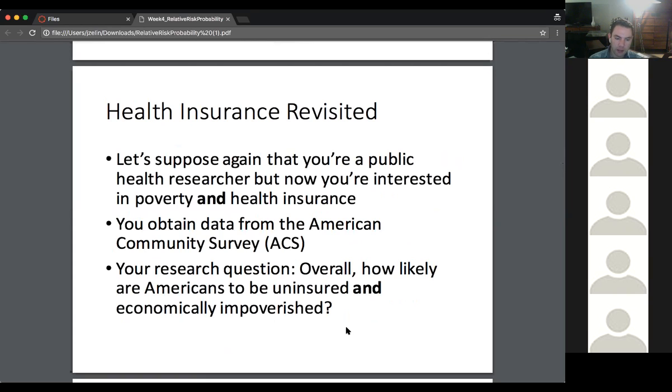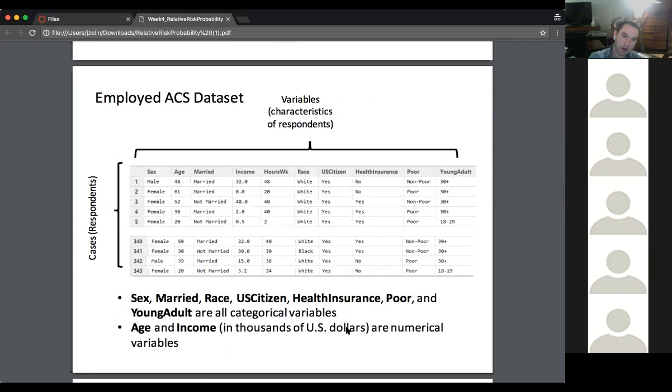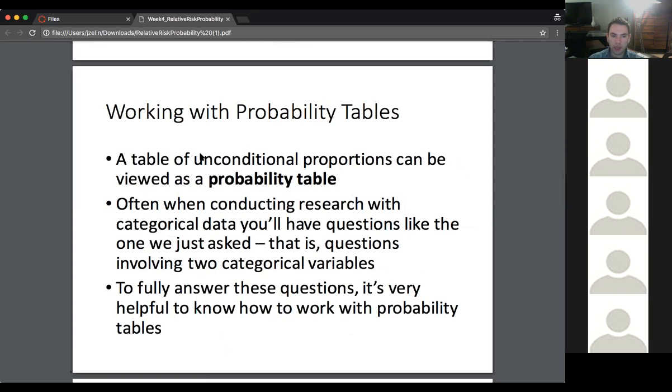So let's go back and take a look at the case study, the American Community Survey. And our research question is, overall, how likely are Americans to be uninsured and economically impoverished? So we're looking for those that are the most at risk. They both have no health insurance, and they also are poor from the poverty line standpoint. So we can look at our data set here again, and we can form a probability table, which is a table of unconditional proportions.